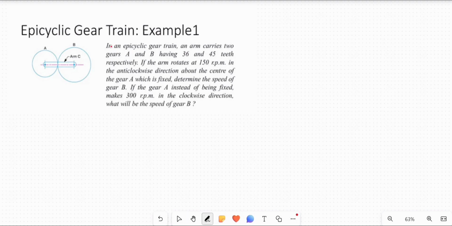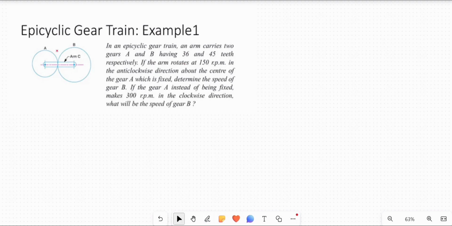Okay, let's read the question. In an epicyclic gear train, an arm carries two gears, A and B, having 36 and 45 teeth respectively. That means that A has got 36 teeth and B has got 45 teeth. And even if they didn't tell you which gear had 36 and which gear had 45 teeth, you have got eyes. The bigger gear has got more teeth. By now, that should be intuitive.